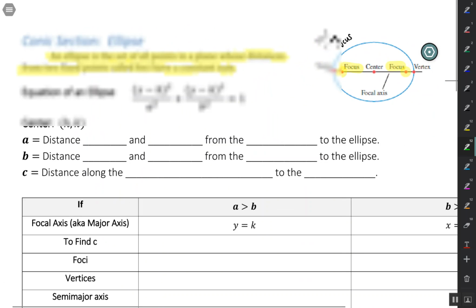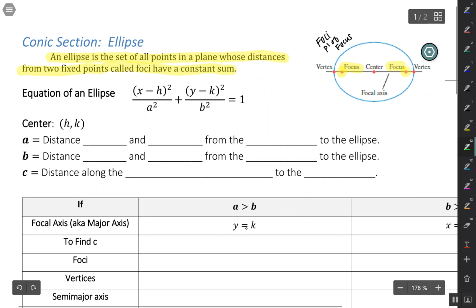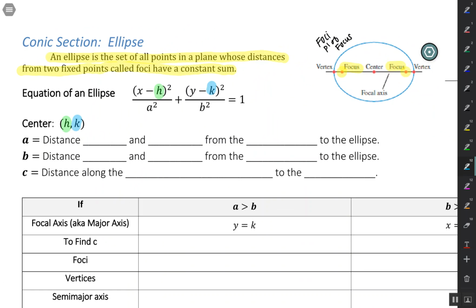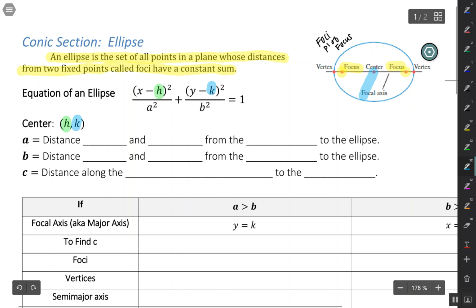Okay, so let's talk about what all these things are. Well, h and k is of course an important point. It's not a vertex like the parabola, it's a center. So it's this point right here in the center.